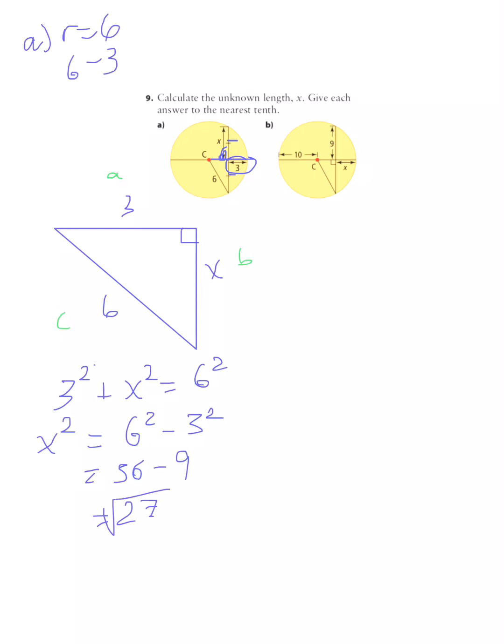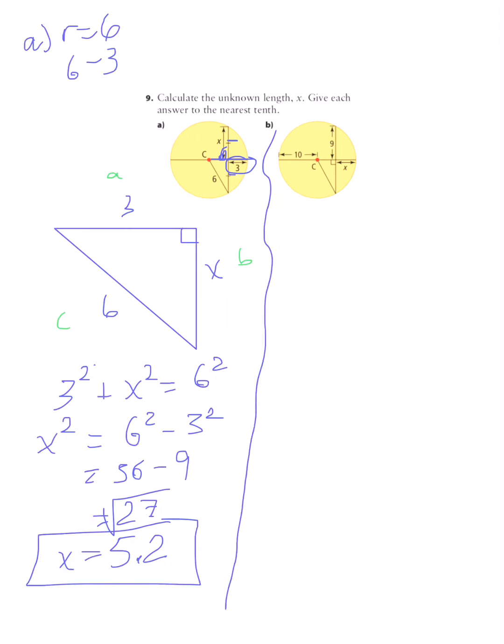Square root it. And I get x is equal to 5.2. It actually doesn't give us a unit, so just 5.2 is good enough. Okay, so similarly, we'll do part B over here. They try and confuse us because they give you everything but the triangle dimensions, but we actually know the triangle dimensions based on this information.